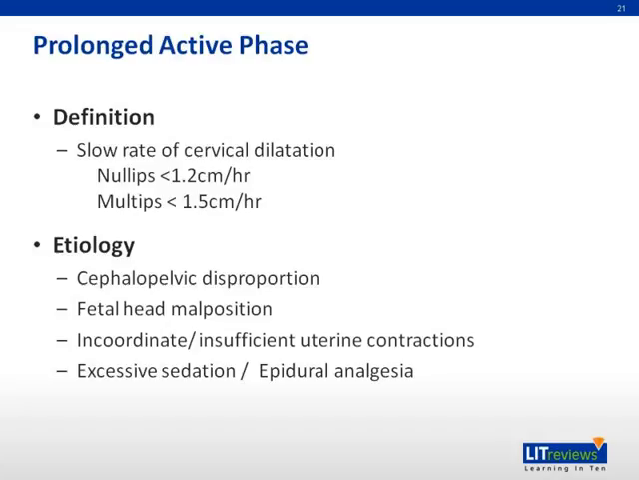Prolonged active phase of labor is defined as a slow rate of cervical dilatation less than 1.2 centimeters per hour in the nulliparous and less than 1.5 centimeters per hour in the multiparous woman. This is usually attributed to insufficient or incoordinate contractions, cephalopelvic disproportion, fetal malpresentation or malposition, or excessive sedation.